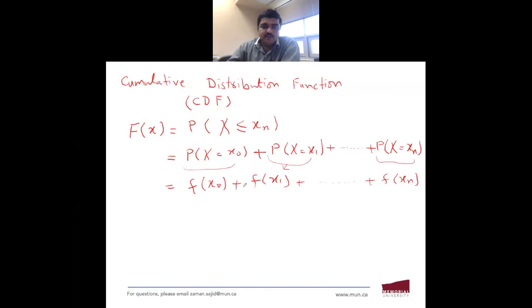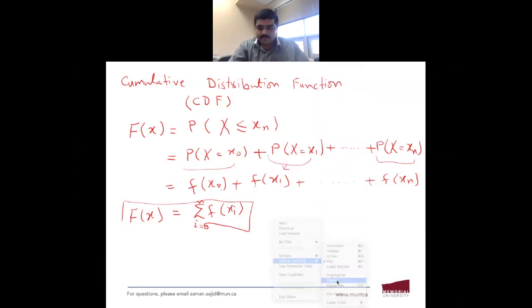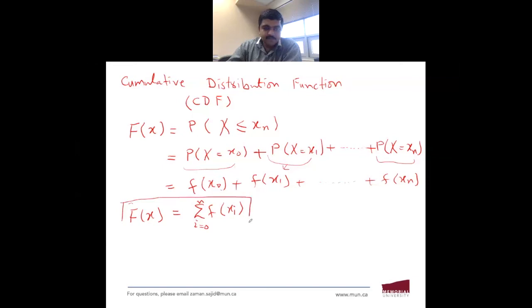Now if you note down here, I'm adding up all these terms, so I can write down that this is the summation of f of x of I. And what is the range of my I? I will be starting from 0 as you can see here, and it is ending on n. So it will be from 0 to n. And that's the definition of the CDF. Okay, this is better. So this is called the CDF, Cumulative Distribution Function.